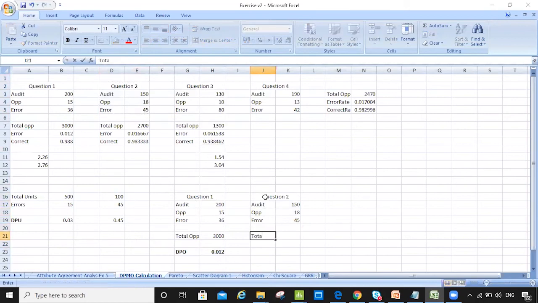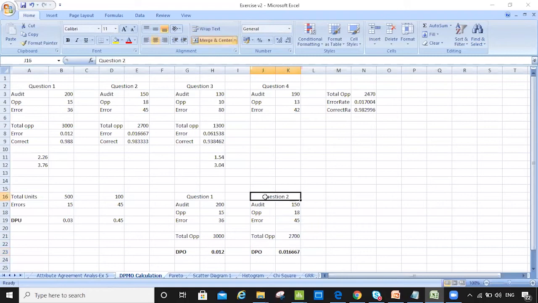So here the total opportunity would be 150 into 18, which is 2700. So in 2700 opportunities, in that particular case, we need to calculate the DPO. So DPO would be total errors, which is 45, divided by 2700, which is 0.1666. So this is DPO.